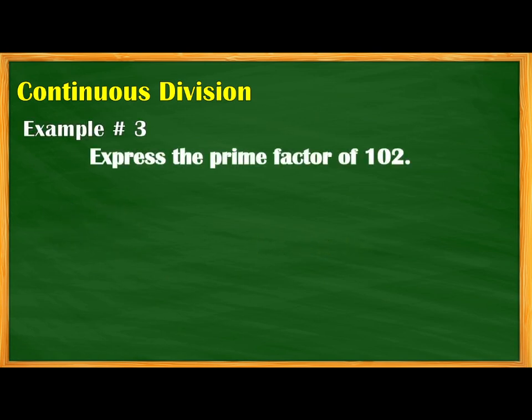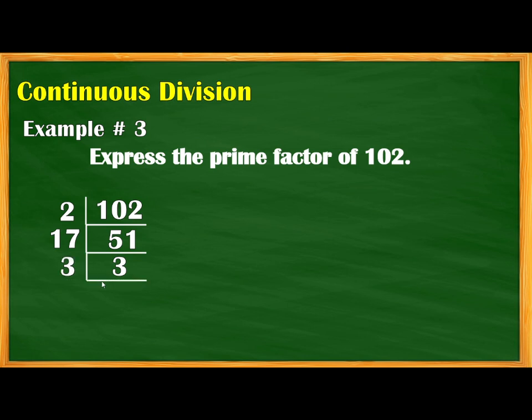Okay, so another example is 102. 102, long division, continuous division bar. Divided by 2, we have 51, and then 51 can be divided by 17. So 51 divided by 17, the quotient is 3. And then 3 divided by 3, the answer is 1. So the prime factors of 102 are 1 times 2 times 3 times 17.